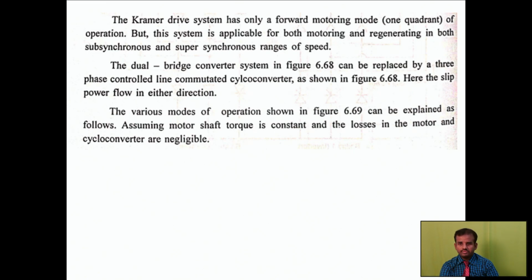Okay, the dual bridge converter system can be replaced here by a 3-phase controlled line commutated cycloconverter. Here the slip power flows in either direction. The various modes of operation can be explained as follows, assuming the motor shaft torque is constant and the losses in the motor and the cycloconverter are negligible.